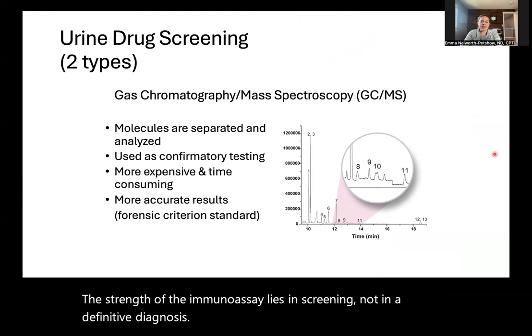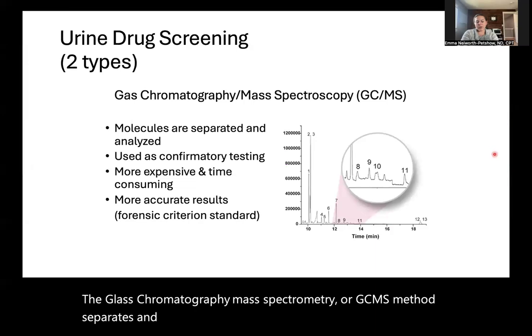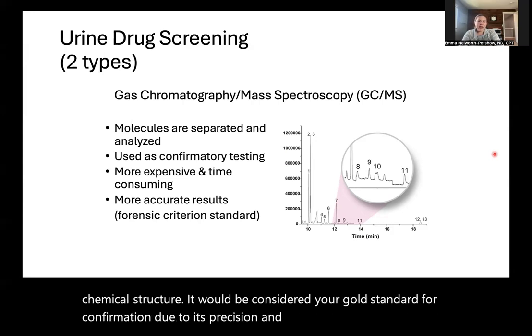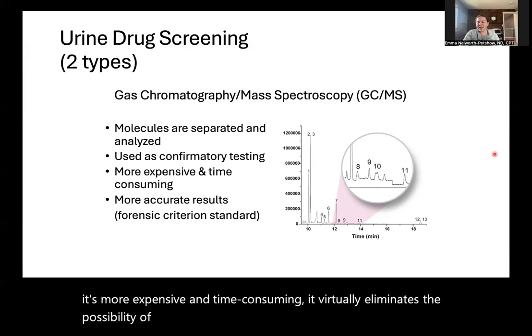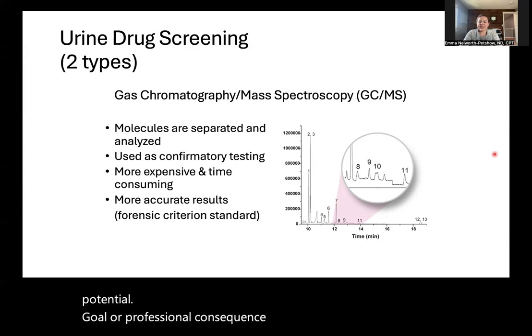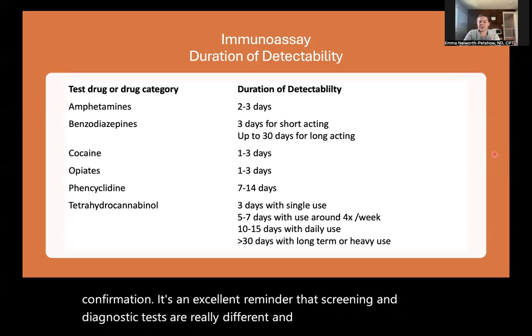The gas chromatography mass spectrometry, or GCMS, method separates and identifies specific drug molecules based on their chemical structure. It would be considered your gold standard for confirmation due to its precision and accuracy. And though it's more expensive and time consuming, it virtually eliminates the possibility of a false positive and can distinguish between similar compounds. In a forensic or clinical case with a potential legal or professional consequence, GCMS provides the definitive confirmation. It's an excellent reminder that screening and diagnostic tests are really different and serve different roles.